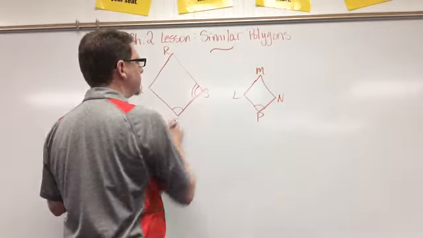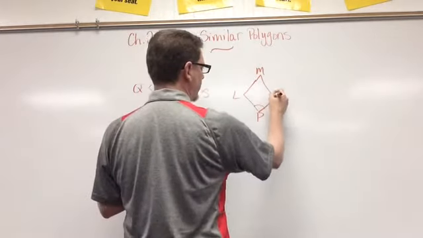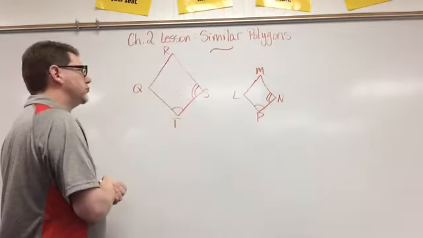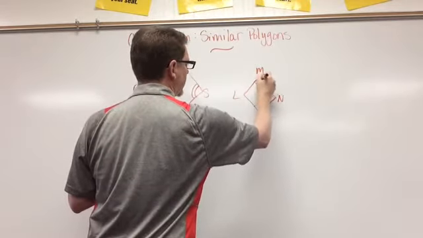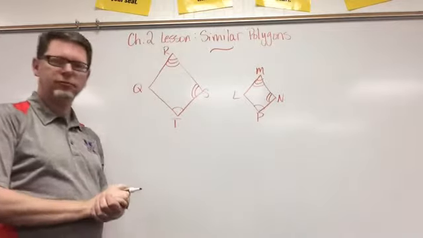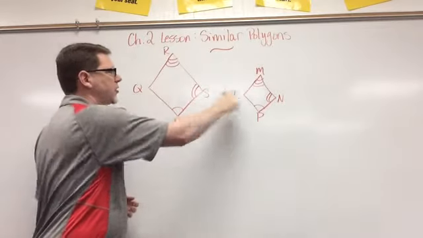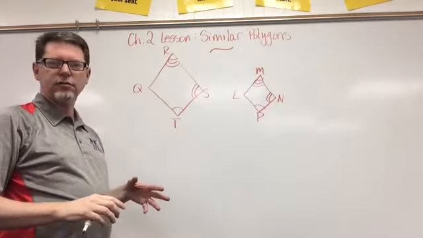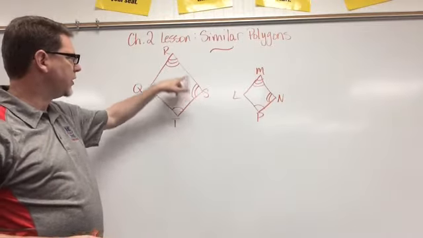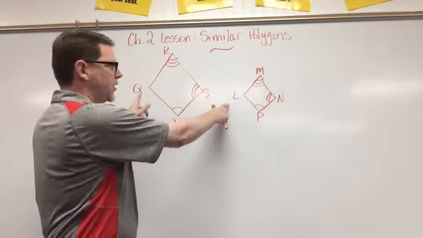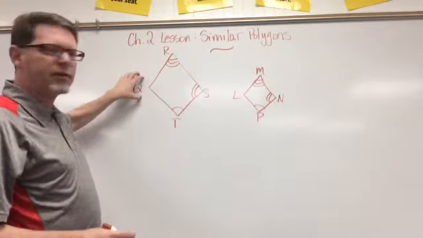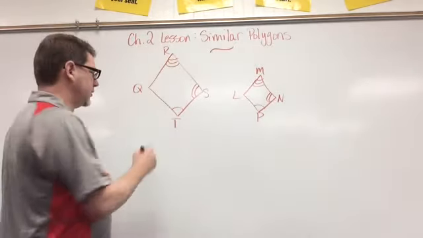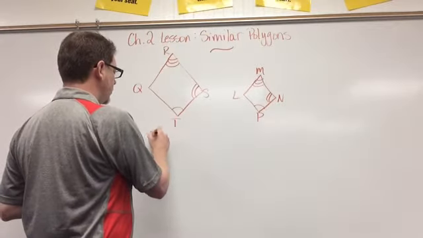Two rainbows on S, two rainbows on N. Three rainbows on R, three rainbows on M. I'm not going to put anything on Q and L because we know if these three are the same, then Q and L have to also be the same. Okay? So let's write down the name of this polygon. It is polygon QRST.